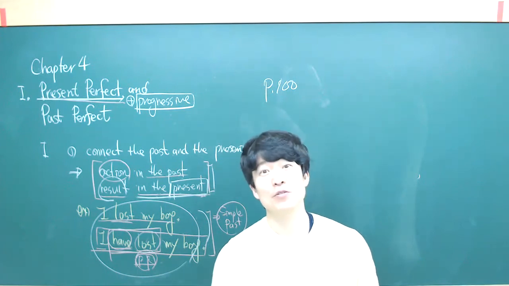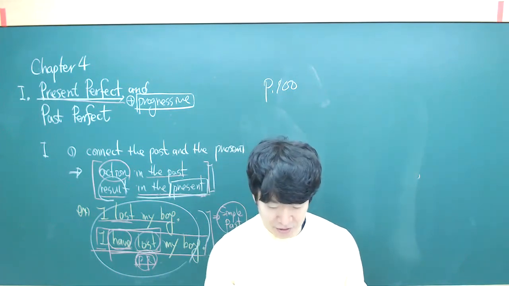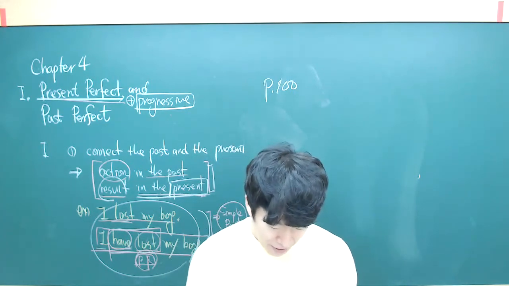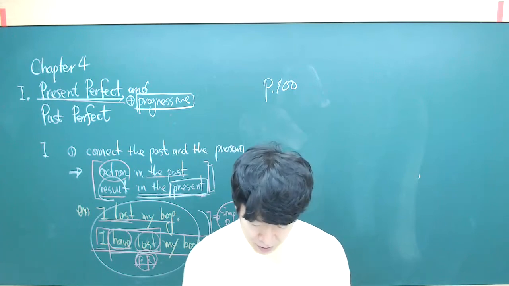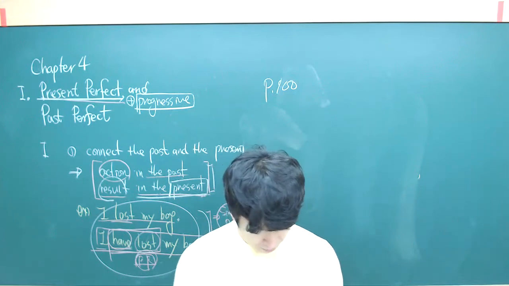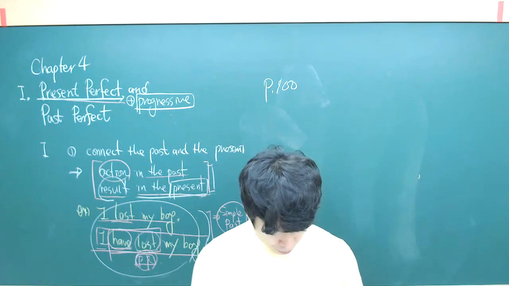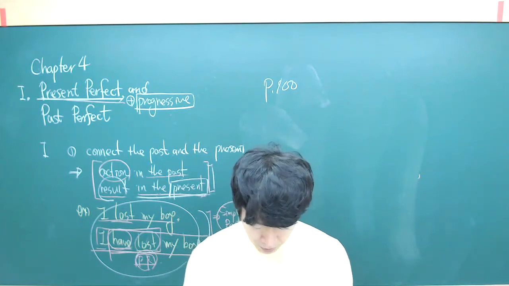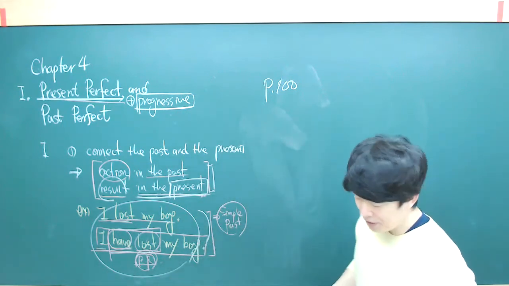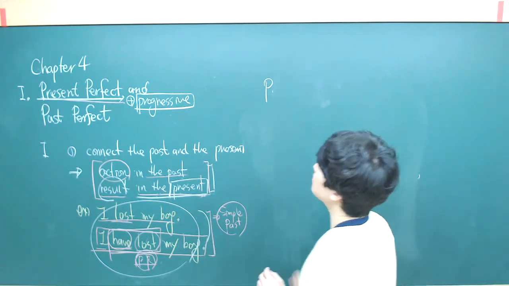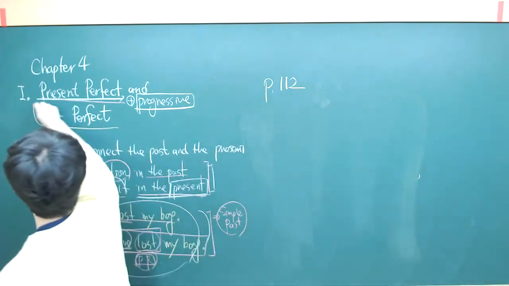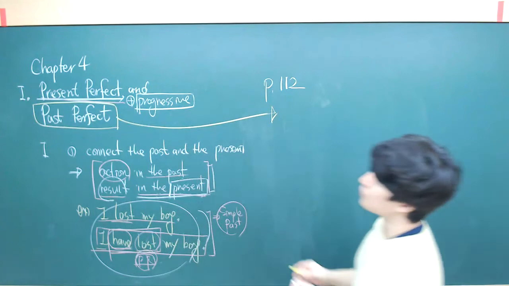I strongly recommend you practice yourself using exercises in our textbook. The textbook has many exercises. It's really good for us to practice ourselves. Wow. Starting from 102, it's going on, and we can move on to page 112. Finally, we arrive at the past perfect.